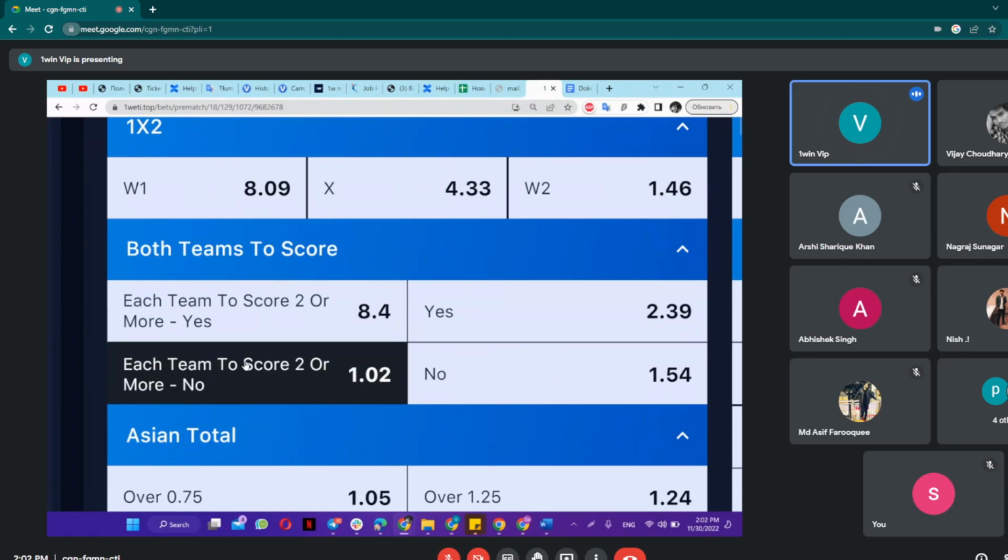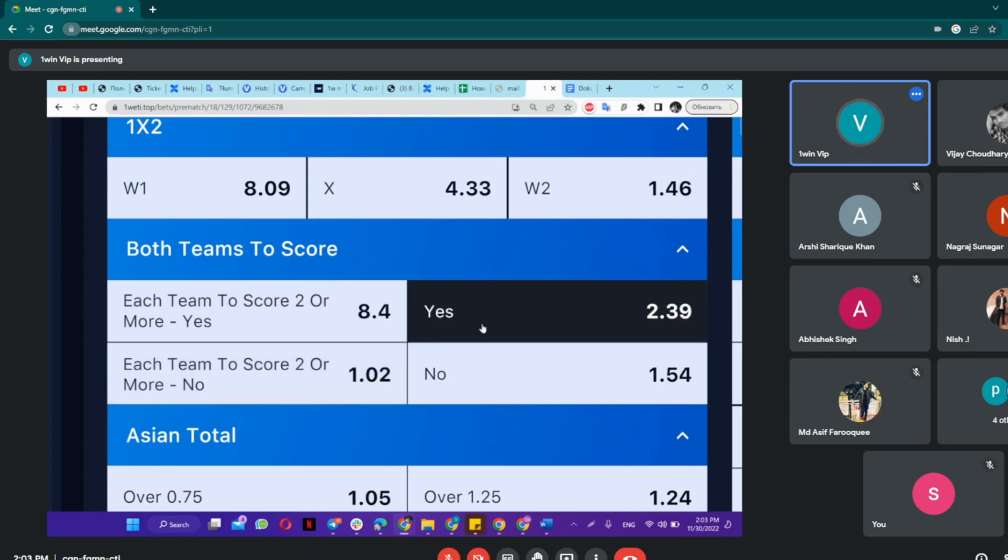Okay. So both teams to score. So we have both teams to score yes. What does it mean? So basically we place a bet that the two teams in this match will score at least one goal. So both teams to score yes. I bet that each of the teams will have at least one goal.